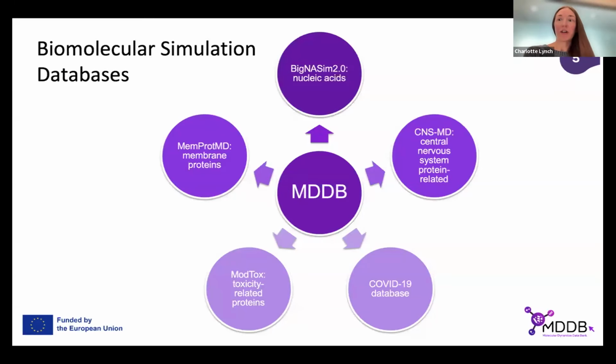And so the MDDB project, we started off with a whole set of different existing test cases, and they are spanning a wide range of different types of biomolecular systems. So we have nucleic acids, central nervous system, proteins, the COVID-19 database, toxicity-related proteins, and then finally the MemProtMD database, the membrane protein one, which is the one that I'm involved in. And the idea as well is that all of these different databases, we're using them as means for testing and for designing the overall MDDB infrastructure.